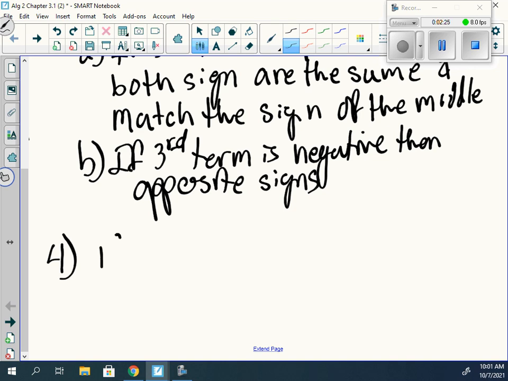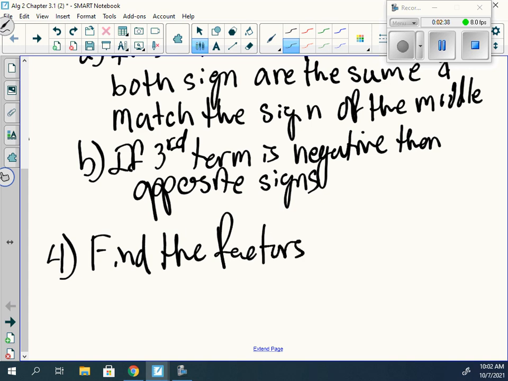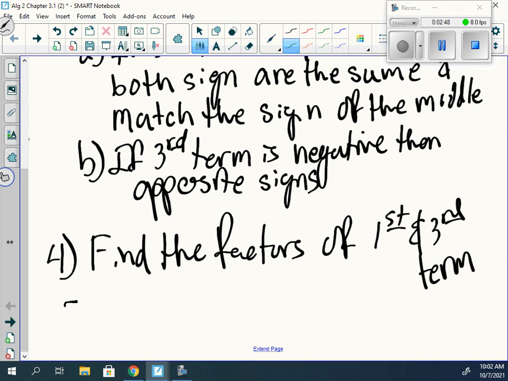Which brings us to step 4. We want to find the factors of the first and third term. And last but not least, step 5 was plug and check.